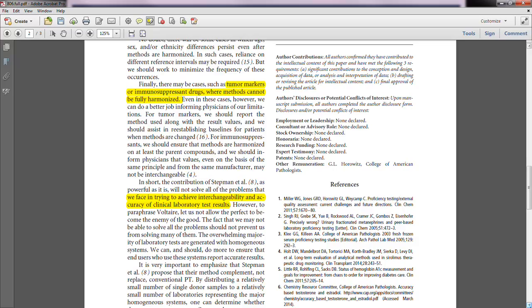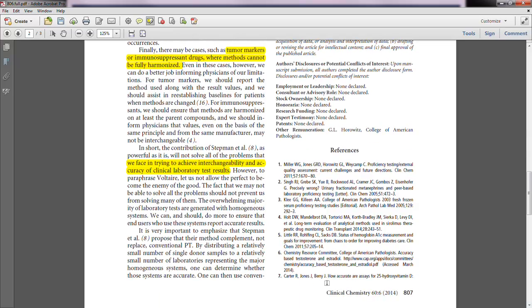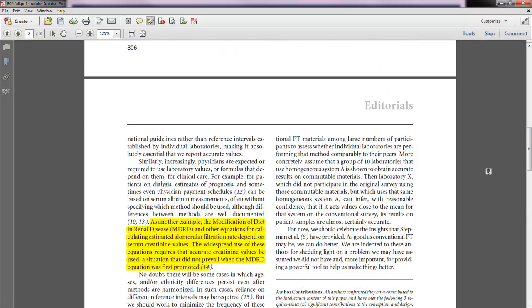So obviously we need to do more to improve our results. They suggest that by distributing a relatively small number of single donor samples to a small number of laboratories, one can determine whether those systems are accurate. So as good as conventional quality assurance schemes may be, we can do better for sure. Thank you for your attention, and that's the end.